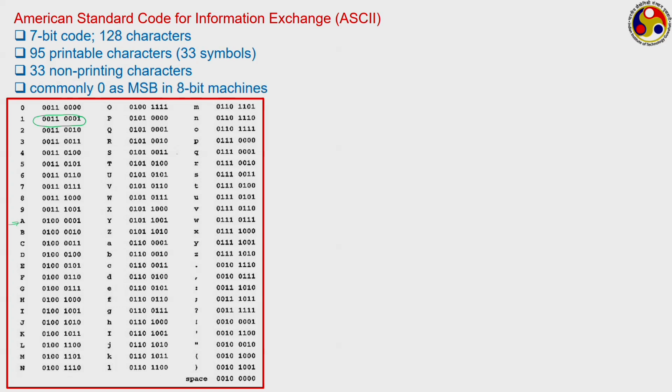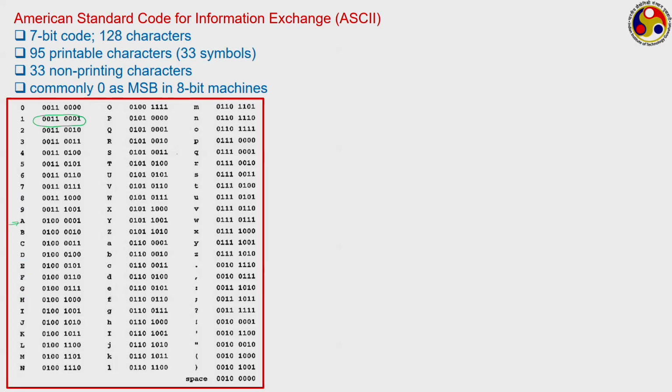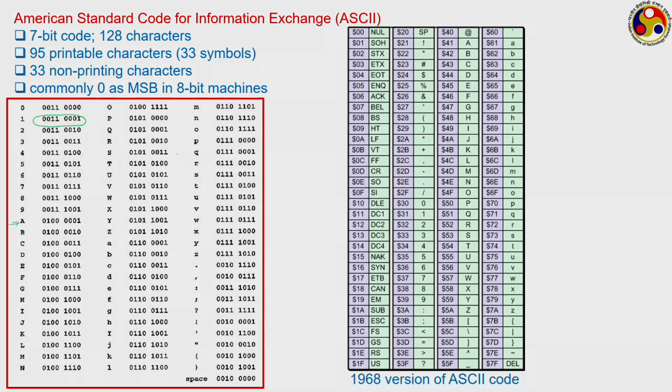Here generally your machines are 8-bit machines, or rather they can be much higher bits also, but in 8-bit machines it is occupying 7 bits, and so 0 is generally the one that is used as the most significant bit, like shown in this table. For all of them, the most significant bit is occupied by 0. This is a more comprehensive list, sometimes called the 1968 version of the ASCII code.